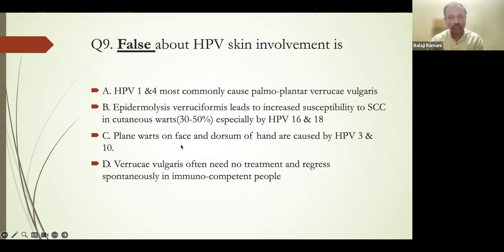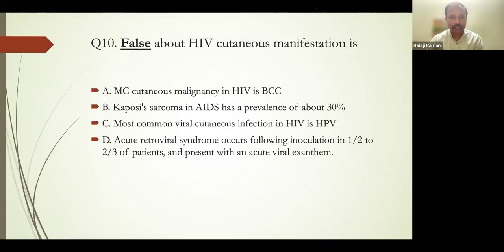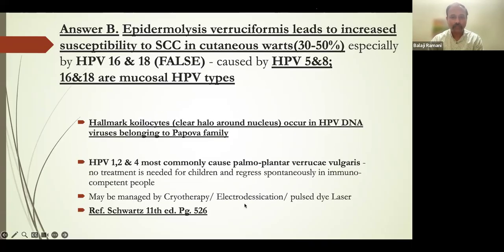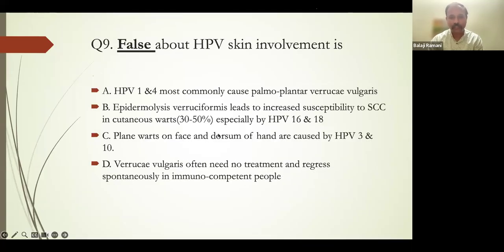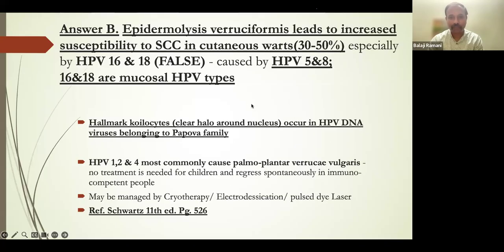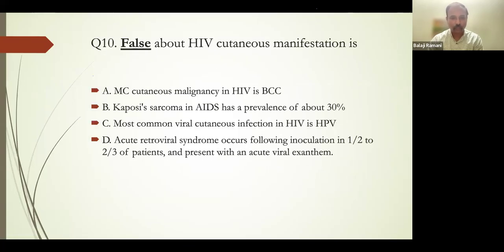And plain warts on the face and dorsum of hand are caused by HPV 3. This is also a true statement. And Verrucae vulgaris will often regress spontaneously. Now, I know these are a little boring areas, but these can be short spotter MCQs that you see immediately and can get right. You can just flip through as notes. And remember, HPV cutaneous has come as a question, that 5 and 8 is important, not 16 and 18. That has come as a question in your NEET examinations for you.